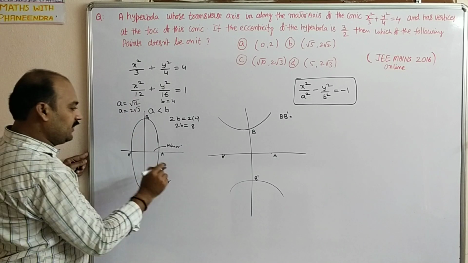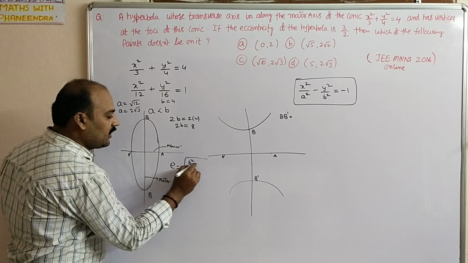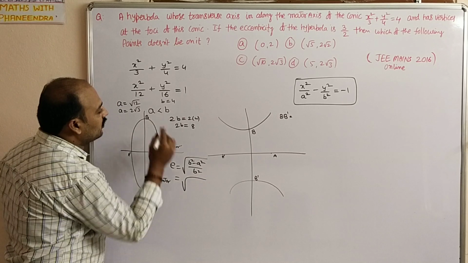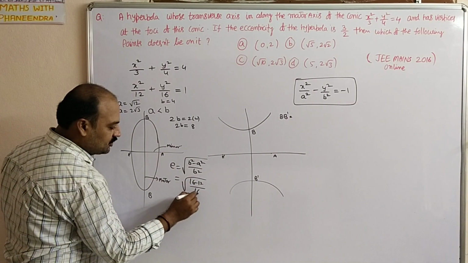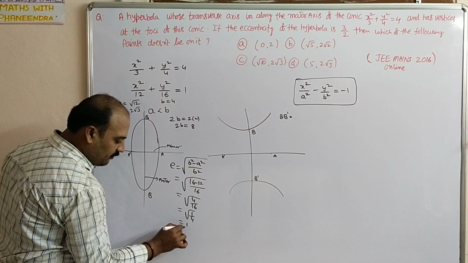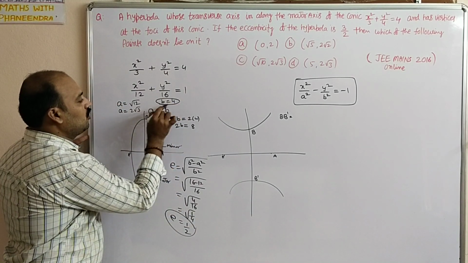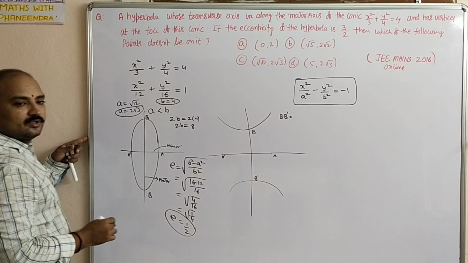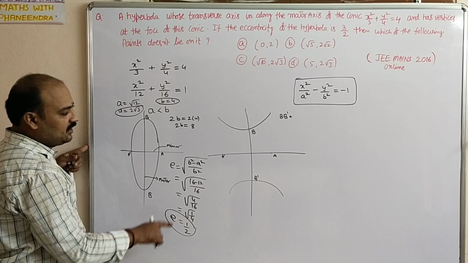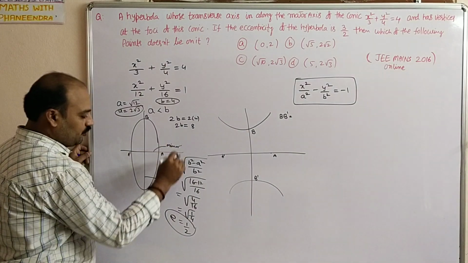Foci you can calculate. E is equal to the eccentricity of this ellipse: root of (b square minus a square) by b square. So b square value 16 minus 12, divided by 16, which is equal to root of 4 by 16. So root of 1 by 4, that is equal to 1 by 2. So eccentricity value is 1 by 2. E value 1 by 2, b value 4 and a value is 2 root 3. From this you can calculate the foci.